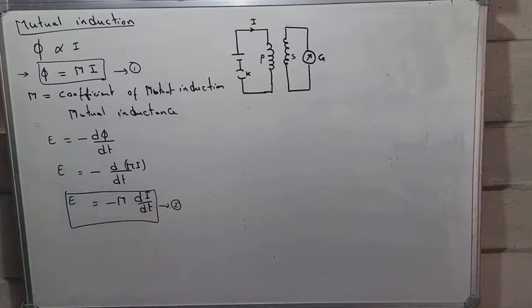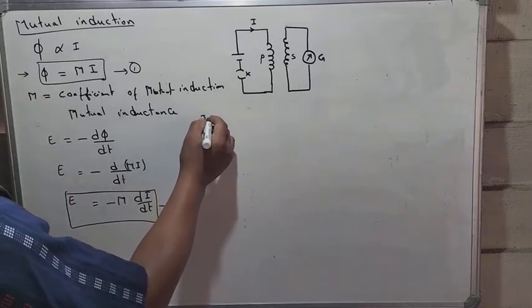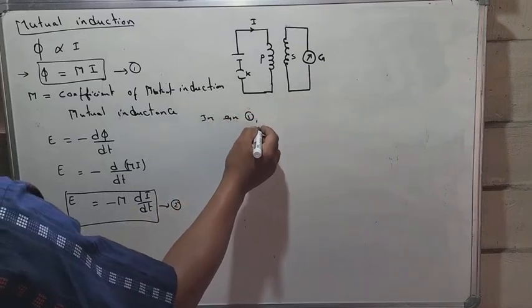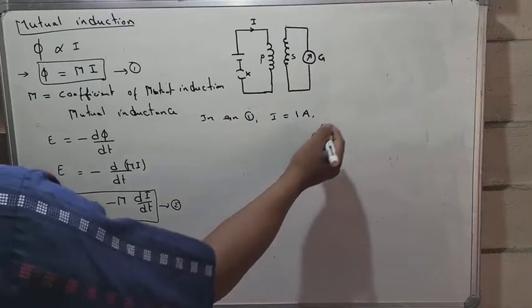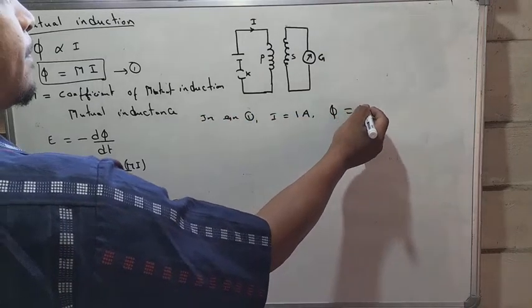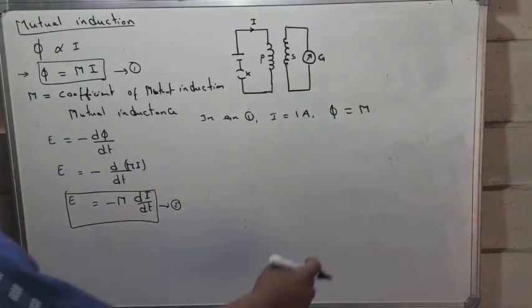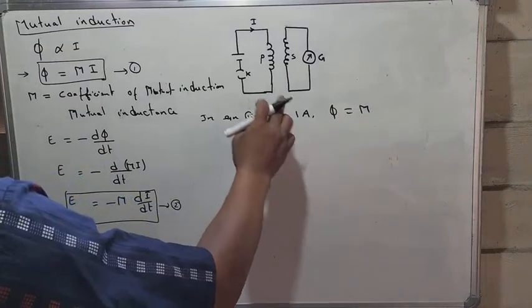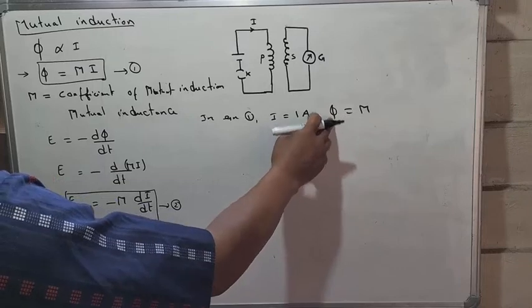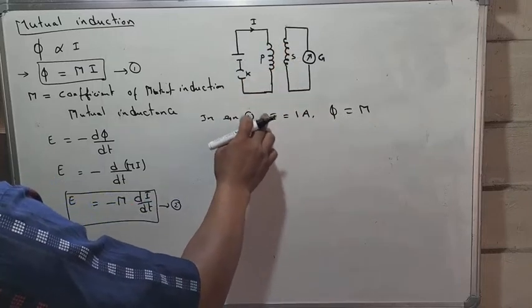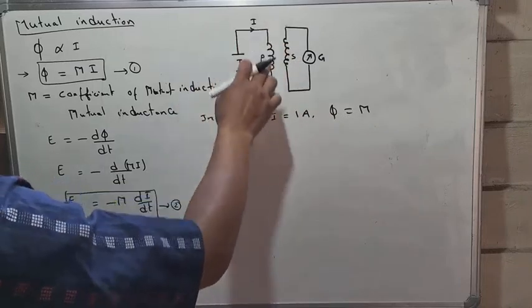Now from these two equations, we will define mutual inductance. In equation 1, if the current is equal to 1 unit, let's say 1 ampere, then phi is equal to M. Which means the mutual inductance of two coils here is numerically equal to the magnetic flux linking with the coil when the current of 1 ampere is passing through the primary coil.